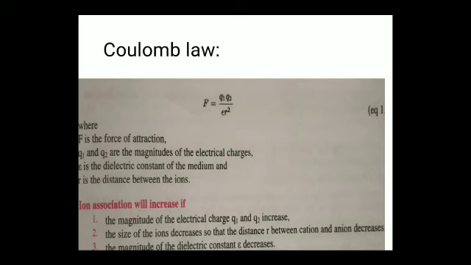Association also increases as the electrical charges increase, meaning if Q1 and Q2 increase, association can increase. If the size of the ions decreases, meaning R decreases, association can increase. If the magnitude of the dielectric constant decreases, ion association will increase. Thank you.